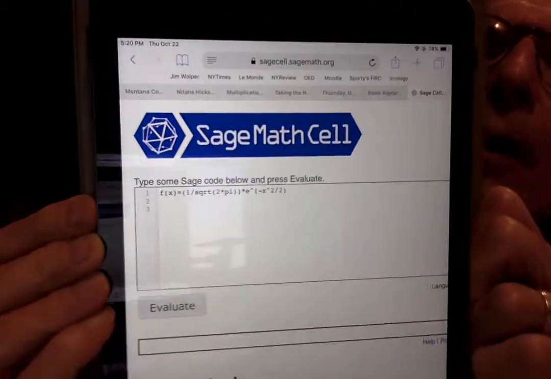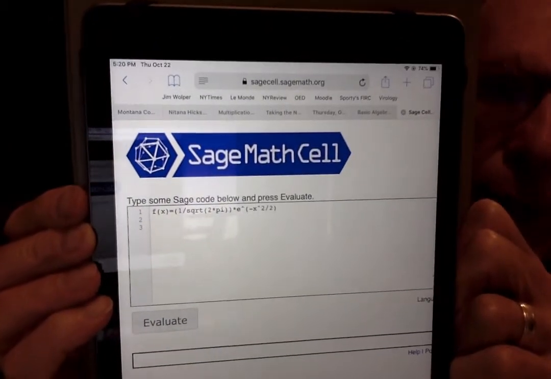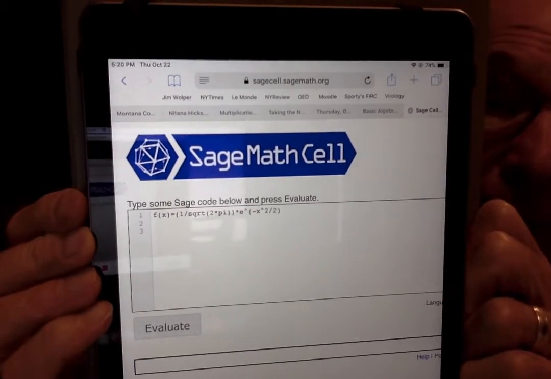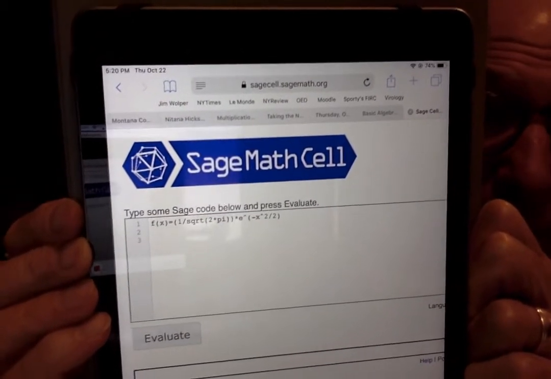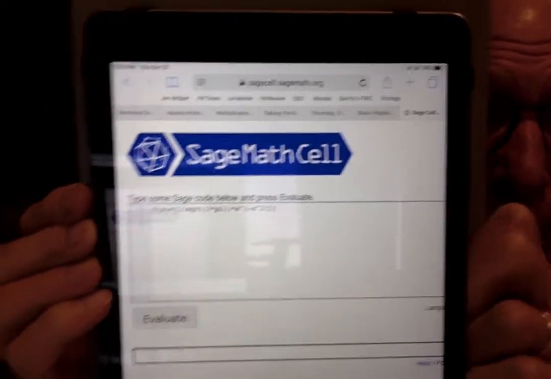So anyway, let's just read this function out loud. There's a coefficient, it's a fraction. Top is 1, the bottom is the square root of 2 pi. Where did that come from? Well, when we study distributions, I'll explain that.